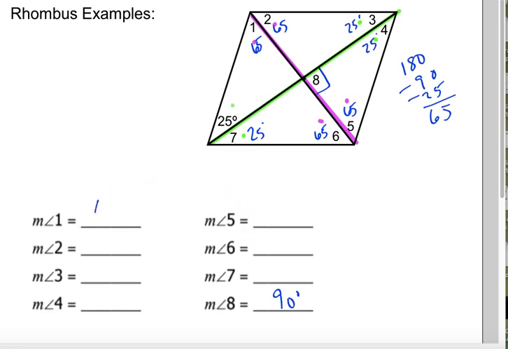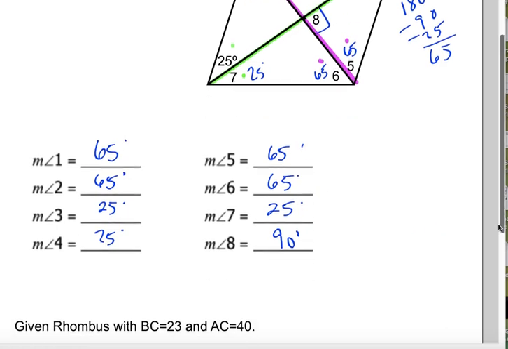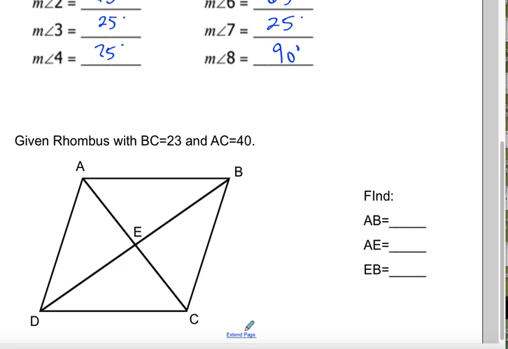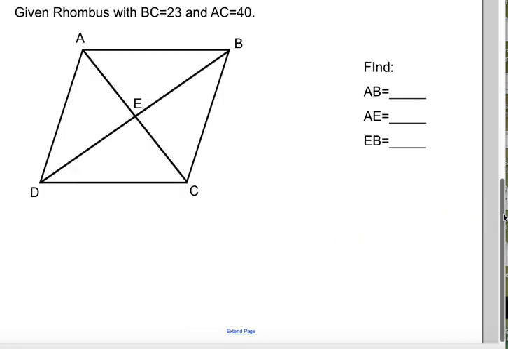So now we just have to list what we just figured out. So angle 3 was 25, 4 was 25, 5 was 65, 6 was 65, and 7 was 25. And now we have all the answers to the angles. Here's a sample question that involves some side measurements.